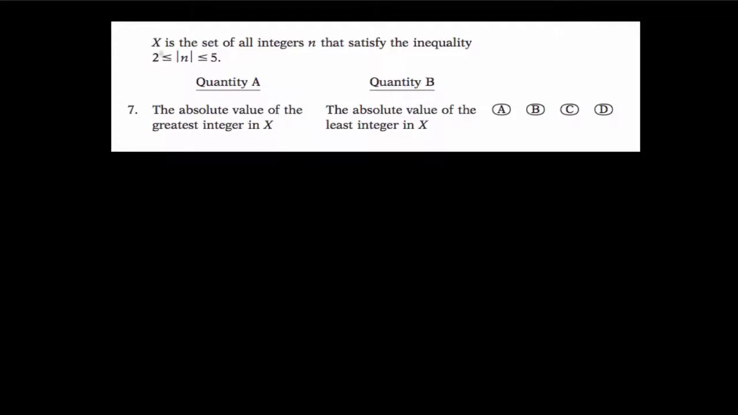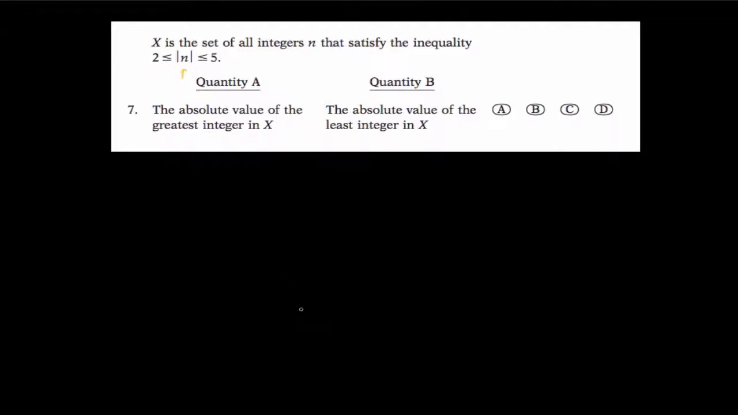Now the question here says x is the set of all integers n that satisfy the inequality 2 less than or equal to the absolute value of n less than or equal to 5. Now what we want to do is determine which of these quantities here is greater. We want to determine the weight of the two quantities, so we could choose one of the options here. To explain this, let me give you a very good explanation so we can have an intuition of what is happening here.